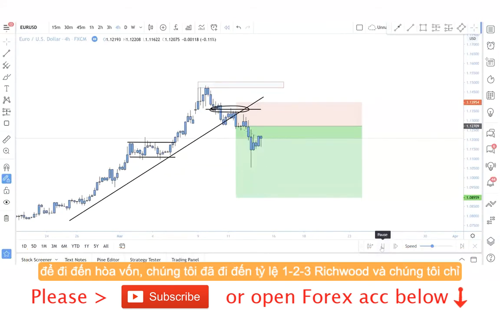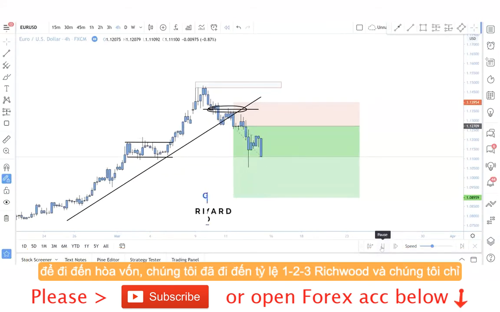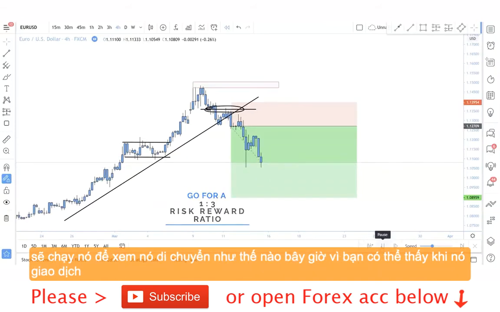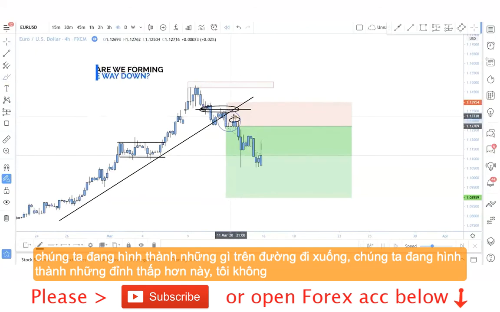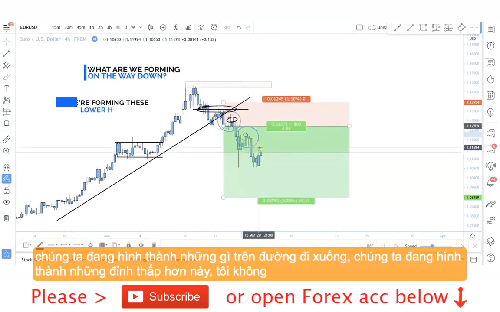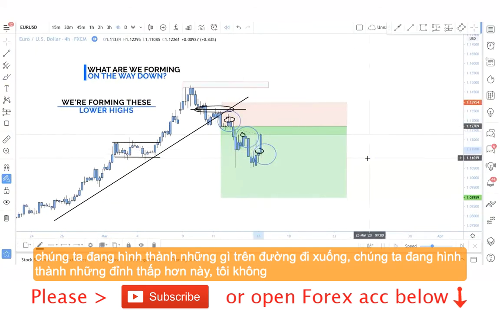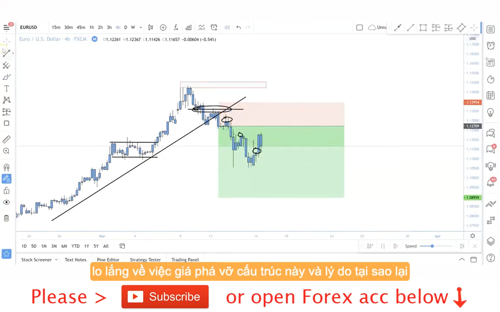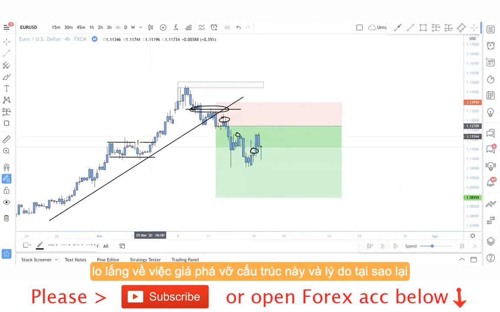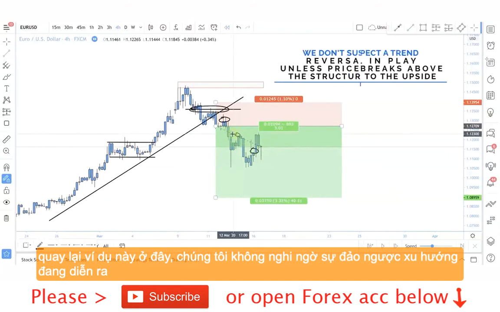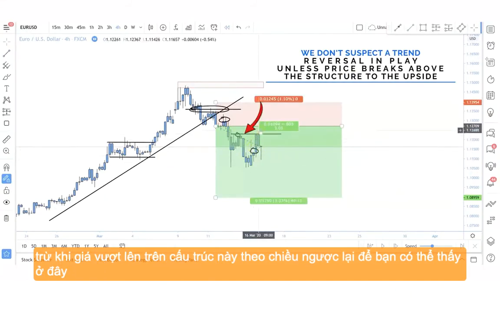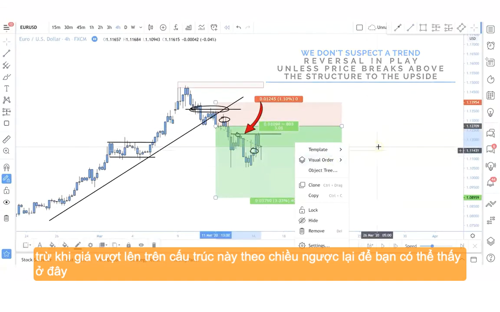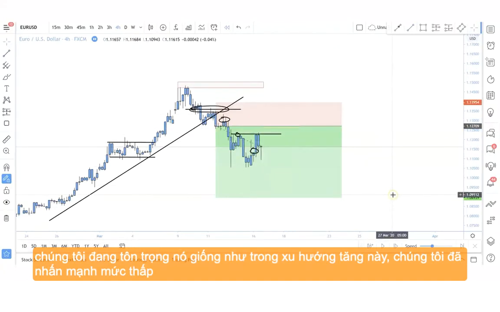We're not going to go to break even. We've just gone to a 1-to-3 risk reward ratio, and we're just going to run this to see how this moves. Now, as you can see as this trade's playing out, what are we forming on the way down? We're forming these lower highs. Now don't worry about the price breaking above this structure, and the reason why, look back at this example here. We don't suspect a trend reversal to be in play unless price breaks above this structure to the upside. So as you can see here, we're respecting it.